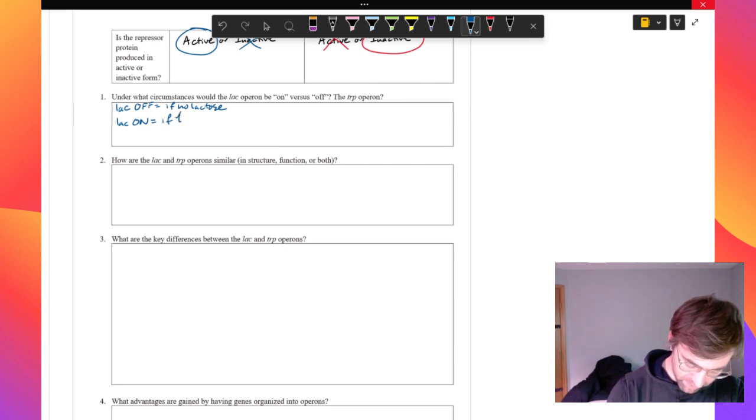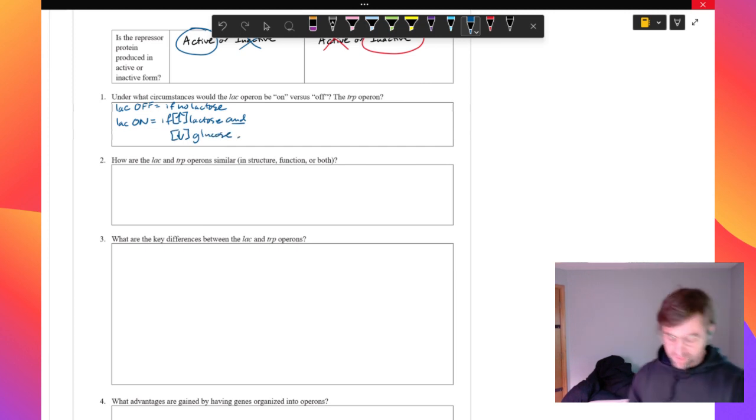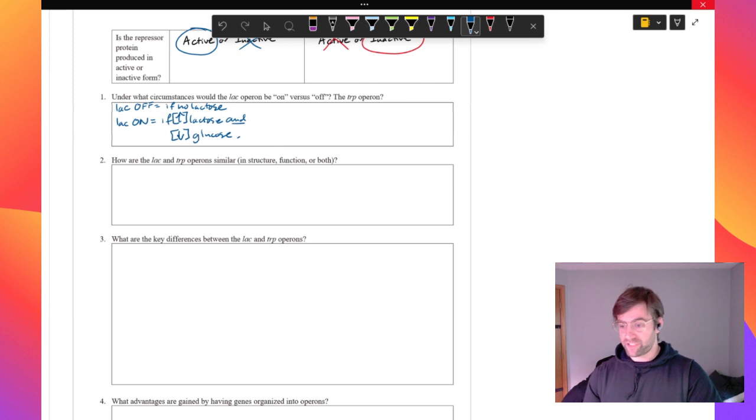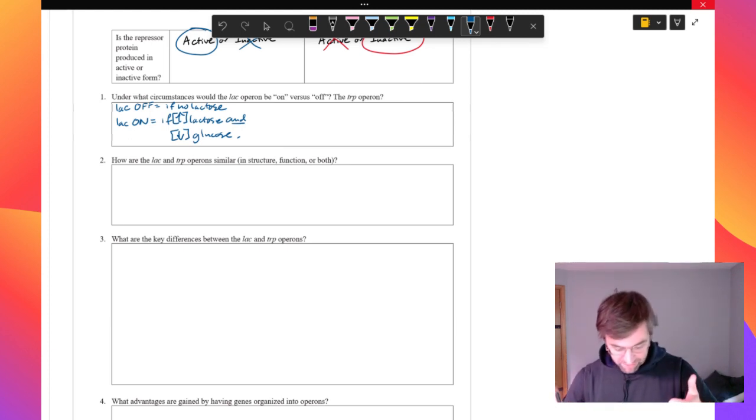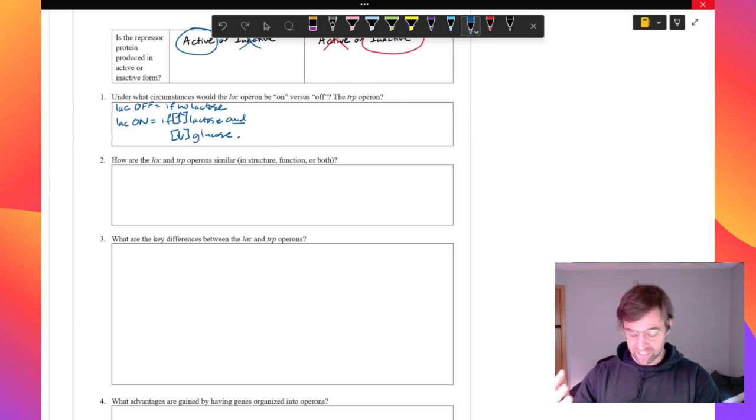If I'm going to do a high arrow for high concentration of lactose and low concentration of glucose. So we're lacking glucose, we're lacking an energy source to make ATP, but we have this food source, we have lactose in the system. Lac operon turns on, upregulates the expression of those genes that allow for the digestion of lactose.